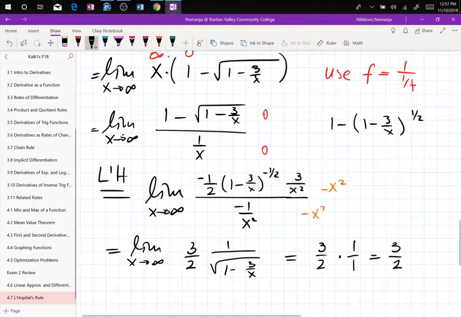There we go. That's it. So what's infinity minus infinity in this case? It's 3/2. It's 1.5. You can't even plug this in a calculator, right?